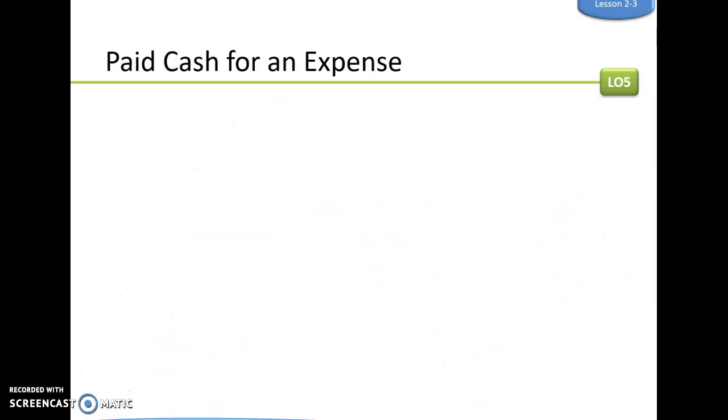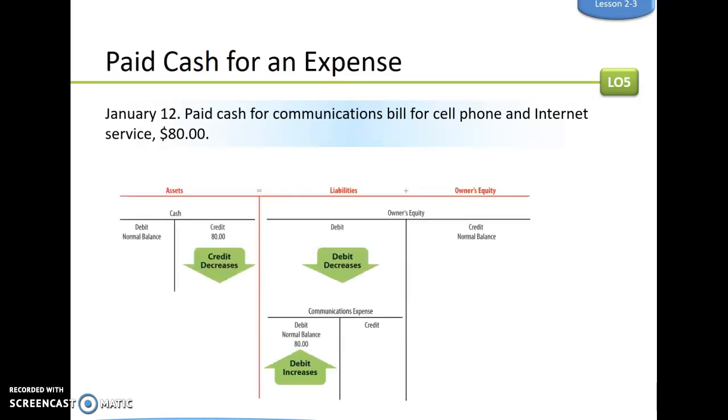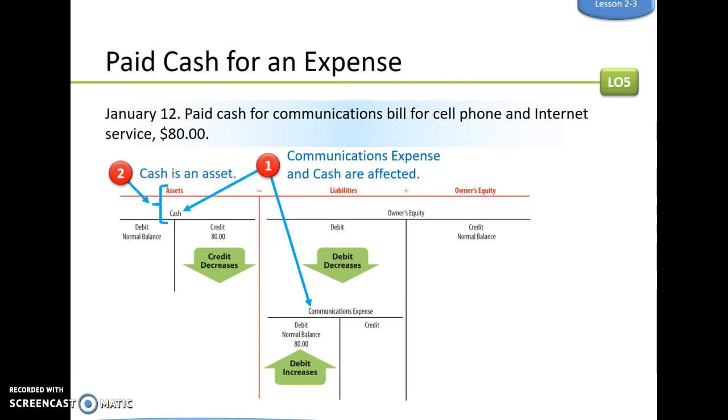Next type of transaction is you're paying cash for an expense. On January 12th, you paid cash for a communications bill for cell phone and internet service of $80. So once again, when you first take a look at this, you need to decide which accounts are affected. Well, you're looking at your cash account and you're looking at communications expense, which is an account under owner's equity. So communications expense and cash are affected.